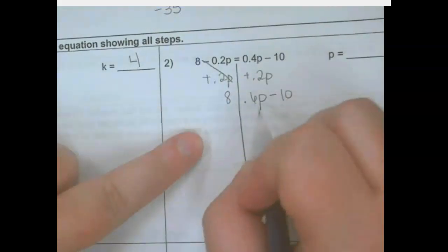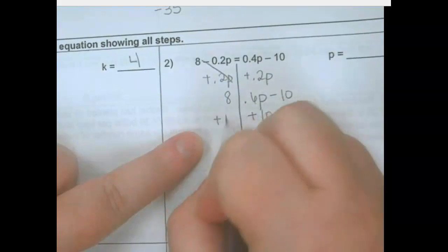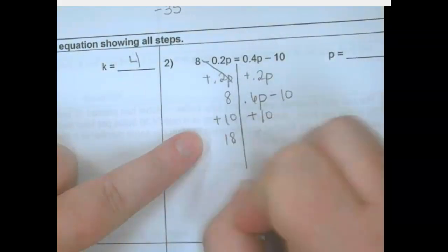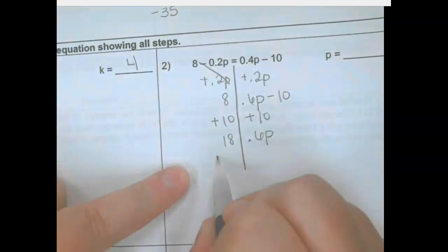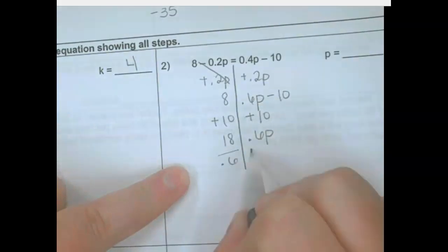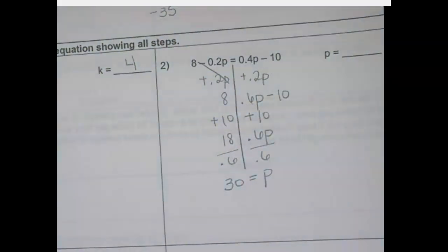Now I have my variable on one side, so now I'm going to move my number. That gives me 18 equals 0.6 p. Divide both sides by 0.6. And p equals 30.